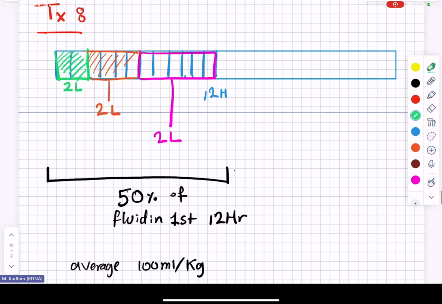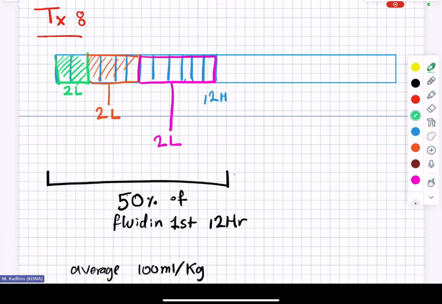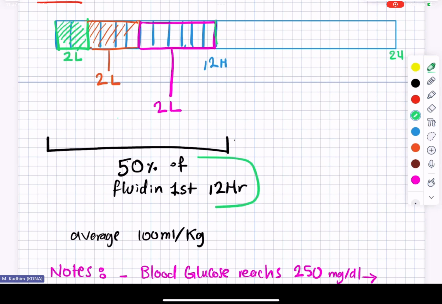The treatments, as I said, we go slow on that. So the fluid treatment is normal saline. The trick here is we divide the time of the treatment by the 24 hours. We divide it by 2. 50% of the fluid treatment in the first 12 hours.